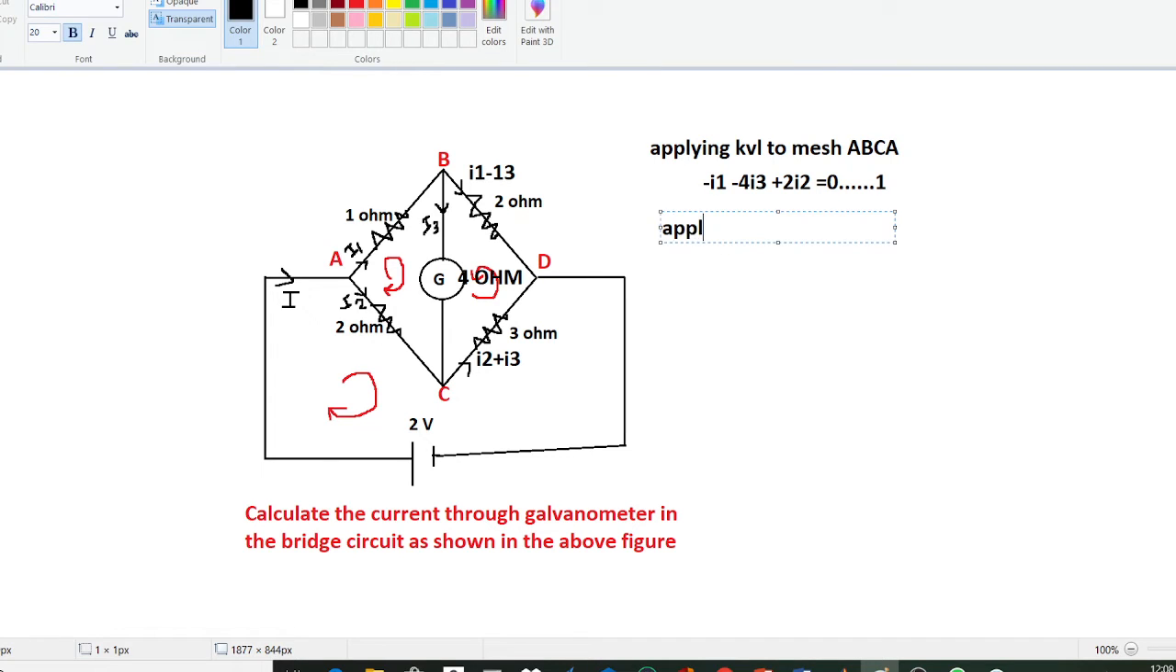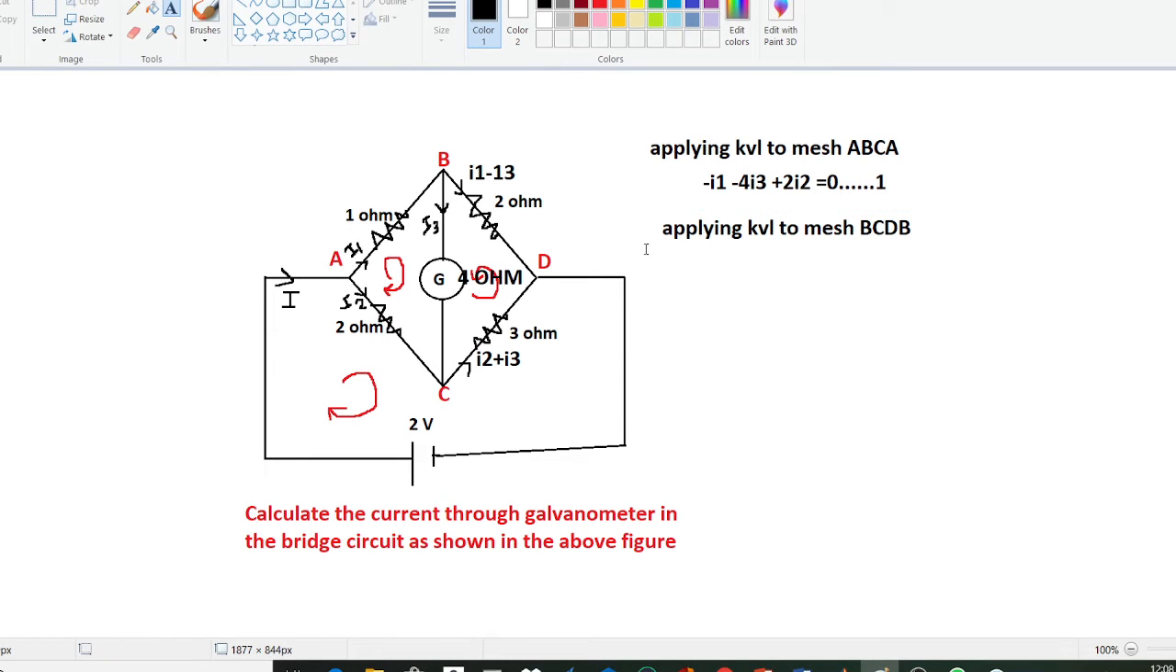And now applying KVL to mesh B, C, D and B. So if you apply KVL to mesh B, C, D and B, means this mesh, and suppose the current flowing in this mesh is in these directions. Here you can see, this is in these directions.